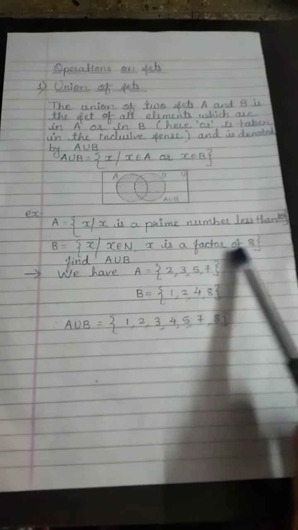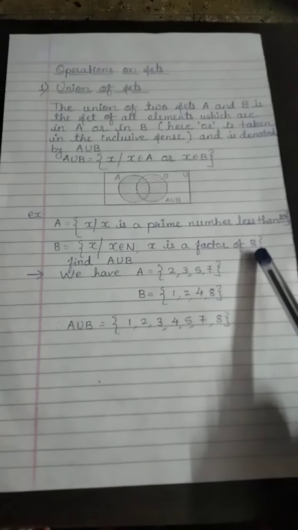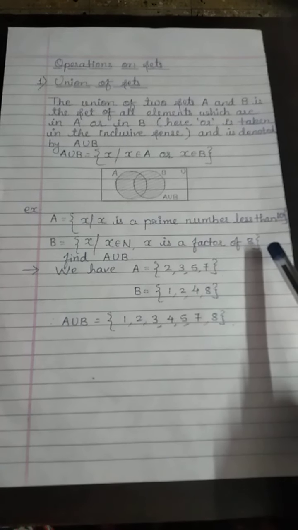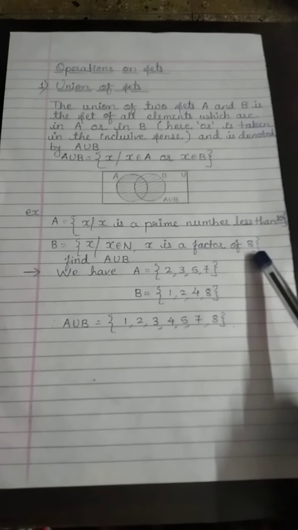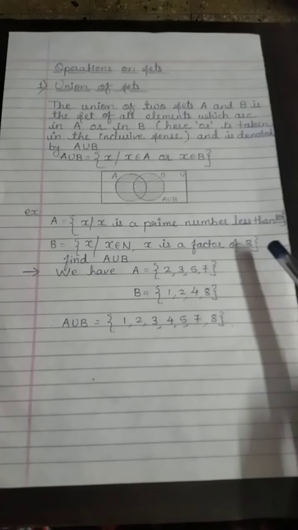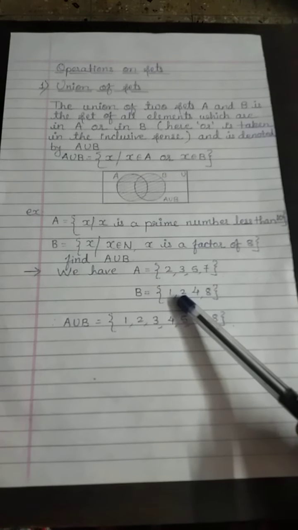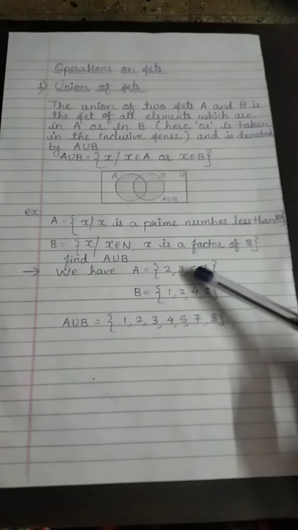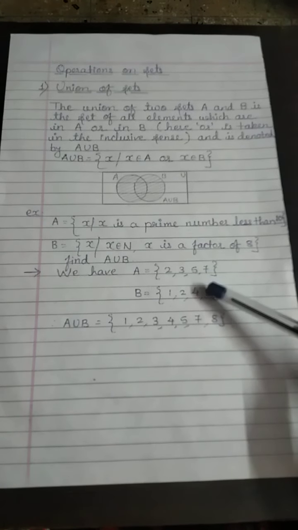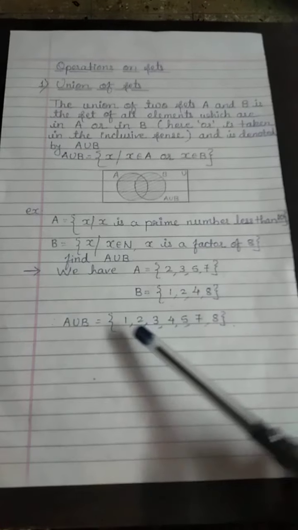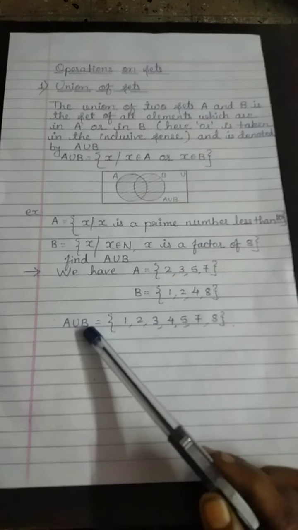Now for the set B, we want the factors of 8. That means by which numbers we can divide 8. So here we can write 1, 2, 4, 8. Now we have both the sets in the form of a list, so we can find A union B.